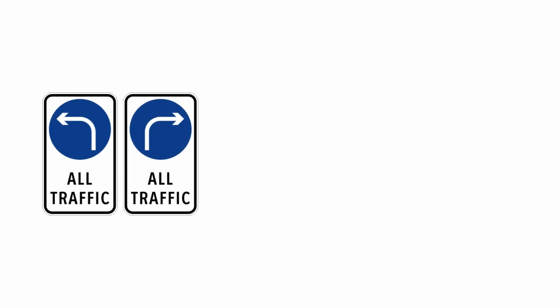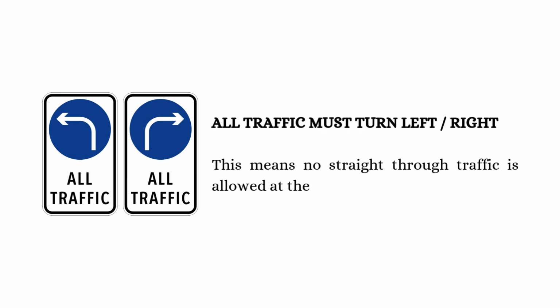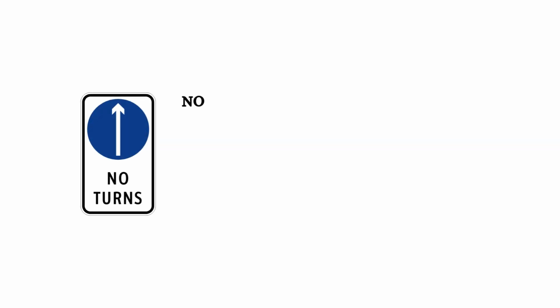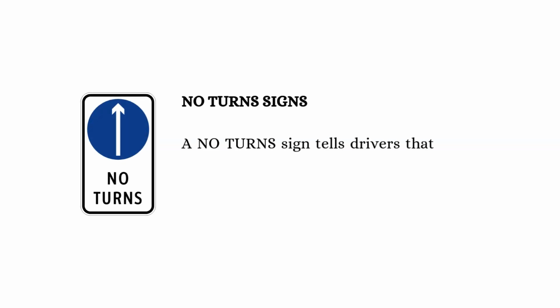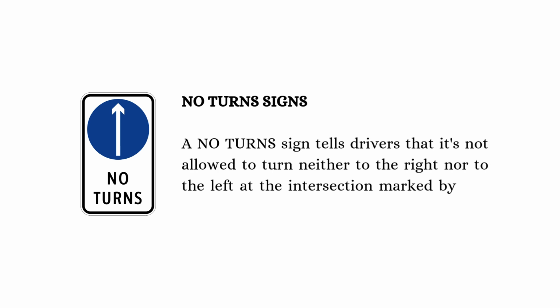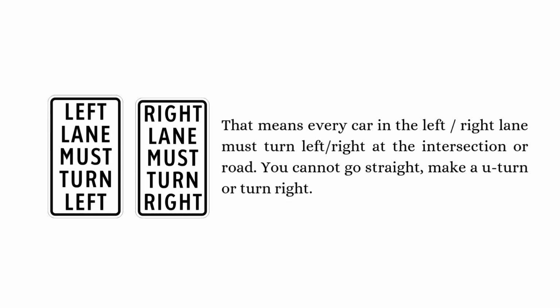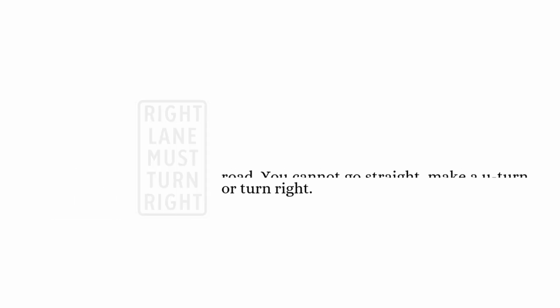All traffic must turn left/right. This means no straight-through traffic is allowed at the intersection. No turn signs. A no-turn sign tells drivers that it's not allowed to turn either to the right or to the left at the intersection marked by this sign. These signs mean every car in the left/right lane must turn left/right at the intersection or road. You cannot go straight, make a U-turn or turn right.